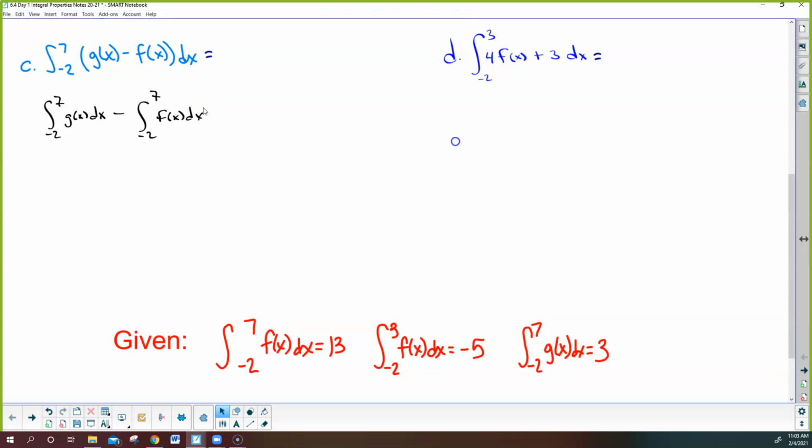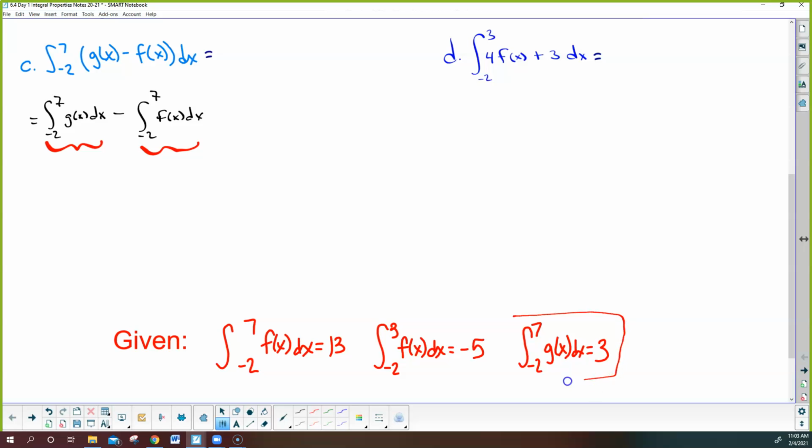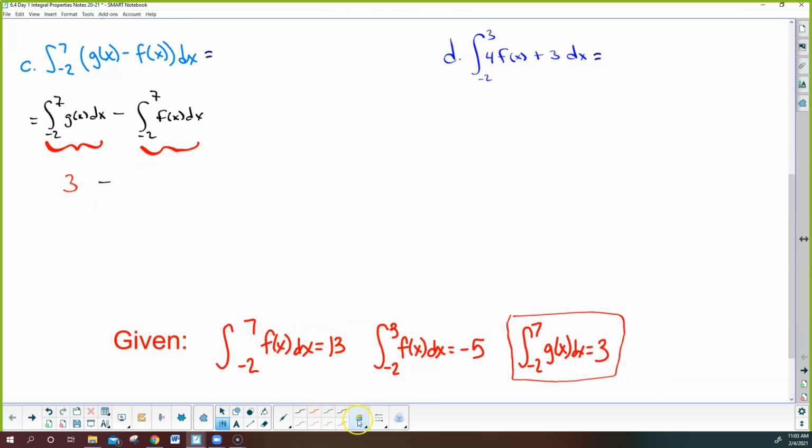And the reason why we officially have to show or do this property is because my two given facts down here cannot be plugged in until I have exactly that. Right? So what is negative 2 to 7 of g of x? That's given right here. Negative 2 to 7 of the function g of x is equal to 3. And then we're going to subtract.